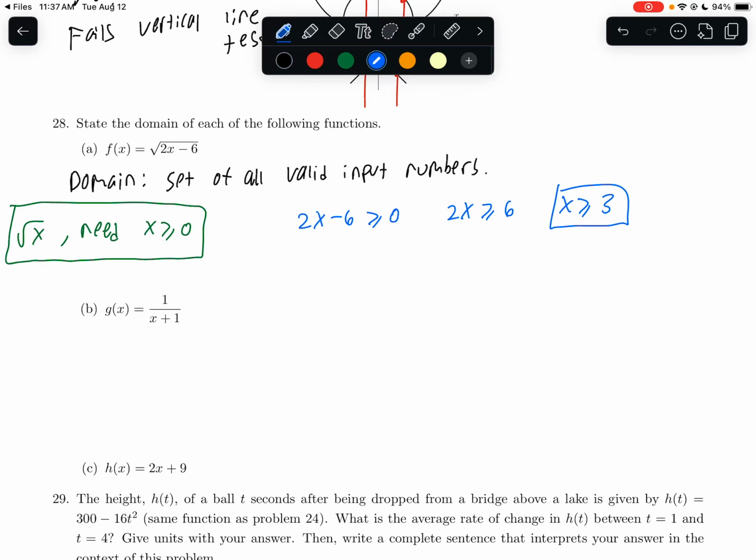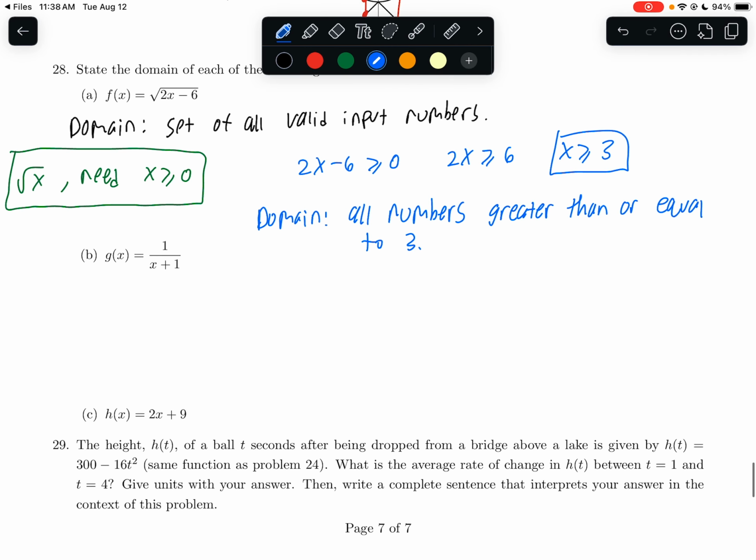And so we would say that the domain is all numbers, if you want to write it in words, greater than or equal to 3. If you want to graph this function on your calculator, you will see that it will not graph values of x less than 3, right? And that might confirm your answer.